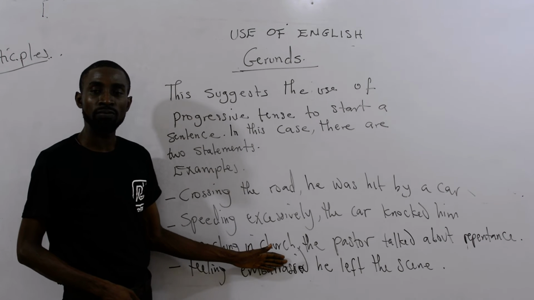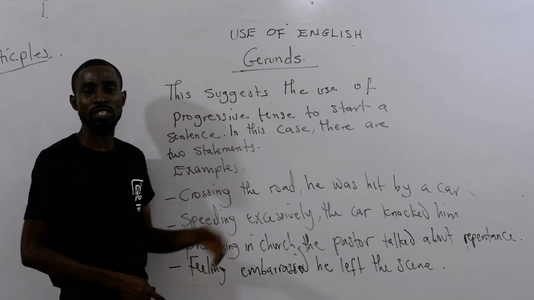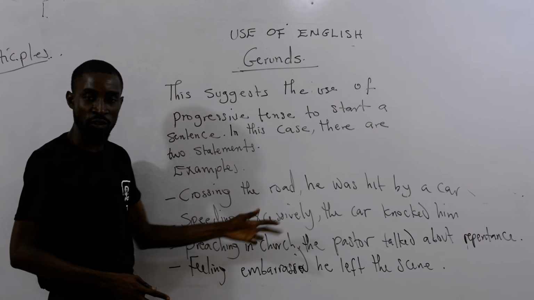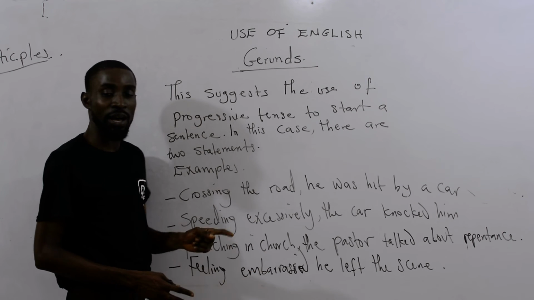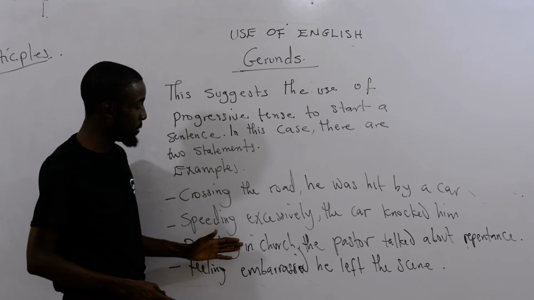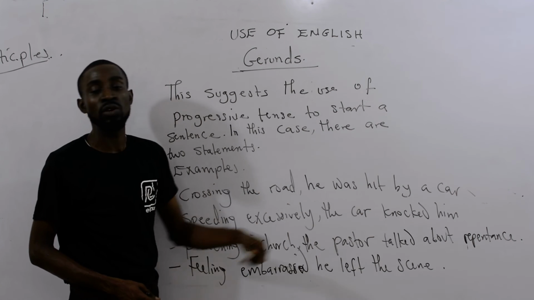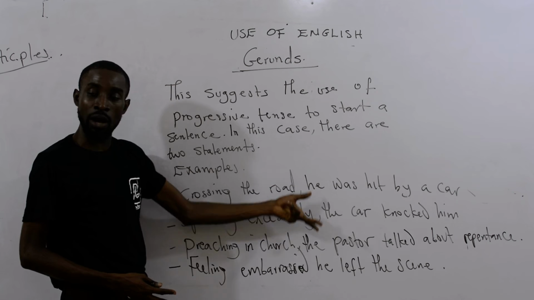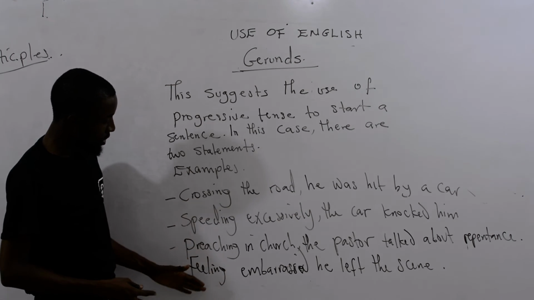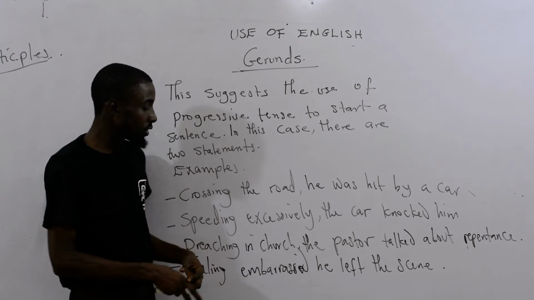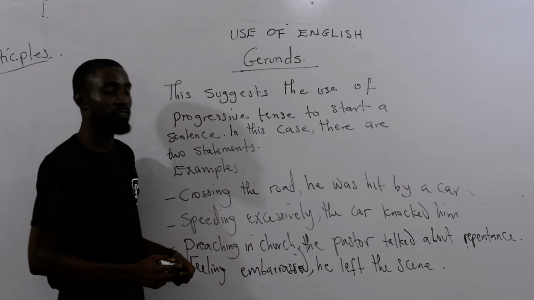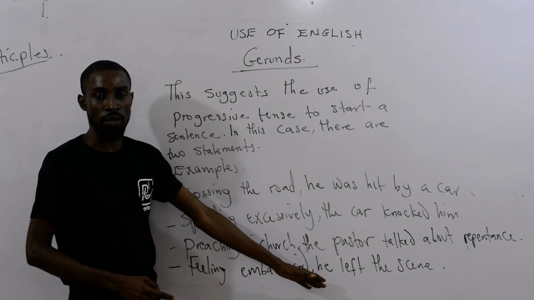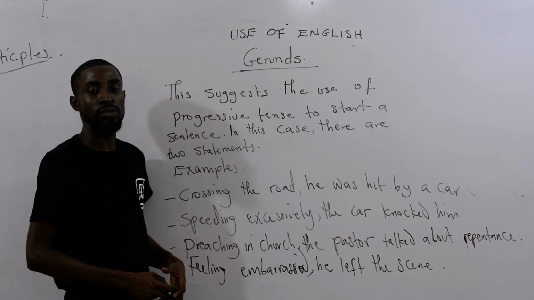Preaching in church. Who is preaching in church? It is the pastor. Preaching in church, the congregation... No, you can't use the congregation now. Preaching in church, the pastor should begin or continue the statement. Preaching in church, the pastor talked about repentance, because it is the pastor that is preaching. So he should be the one to talk about repentance, not the congregation. Feeling embarrassed, he left the scene. Who is feeling embarrassed? It is the boy. So you have to leave the word scene.